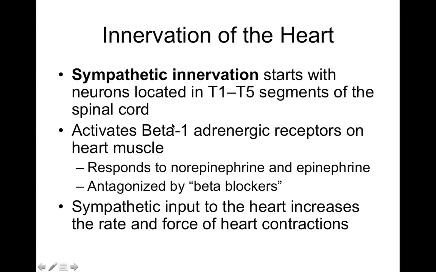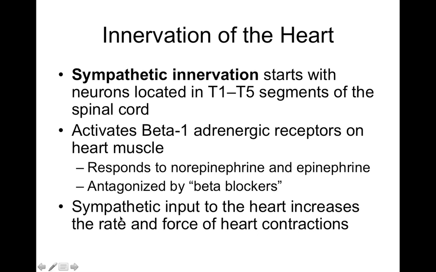Now, these beta-1 receptors also respond to norepinephrine and epinephrine, so they're hormones that can stimulate a sympathetic effect. Norepinephrine is released from the nerve terminals of these sympathetic nerves, but you find norepinephrine and epinephrine both released from the adrenal medulla, and you're going to find them as hormones in the bloodstream as well. So your heart can receive input in both those regards.